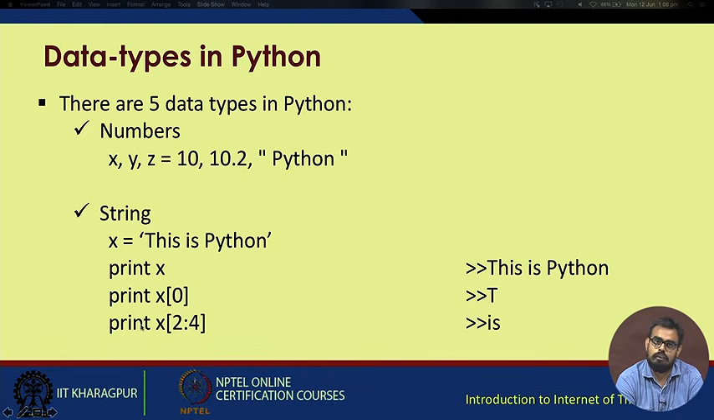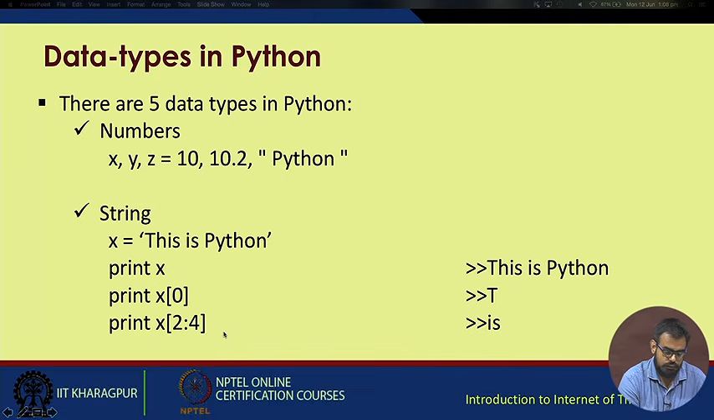Now suppose you want to access certain selected elements, so you write x 2 colon 4, that means select from index 2 up to index 4, and index 4 will be excluded. So you have actually 2 and 3, right? So 0, 1, 2, 3. So IS, right? IS has been selected, and this is the output of this third statement.